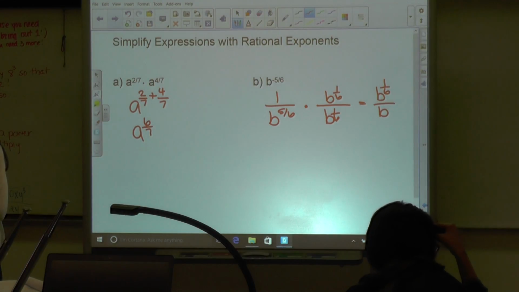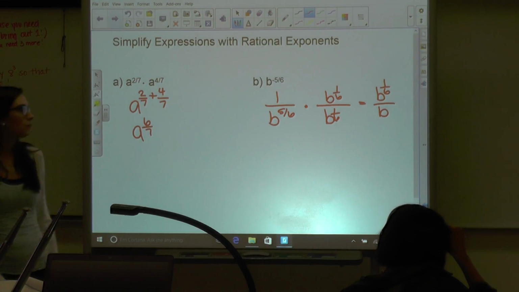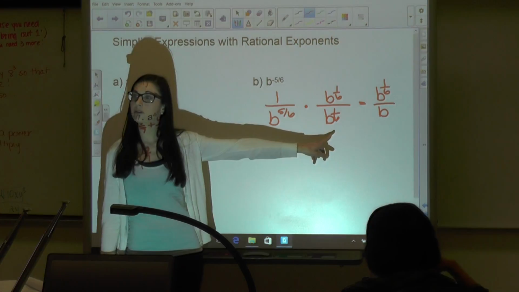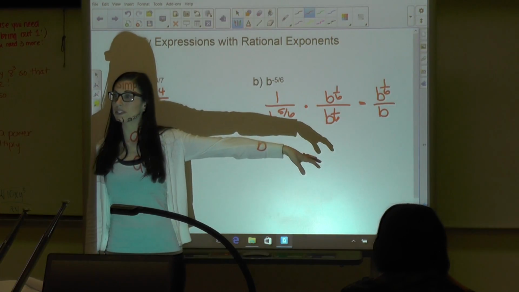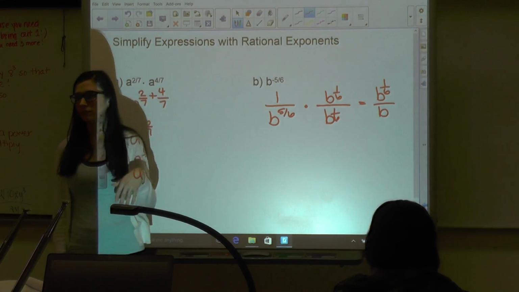Alright, is that it? No. Do you understand what we did though? Because I want to make sure that you understand. Do you know why we multiplied it by b to the power 1/6? Do you know why it turned into b? No? Because power times power, you add. What's 5/6 plus 1/6? 6 over 6. What's 6 over 6? 1. Good? Yeah.